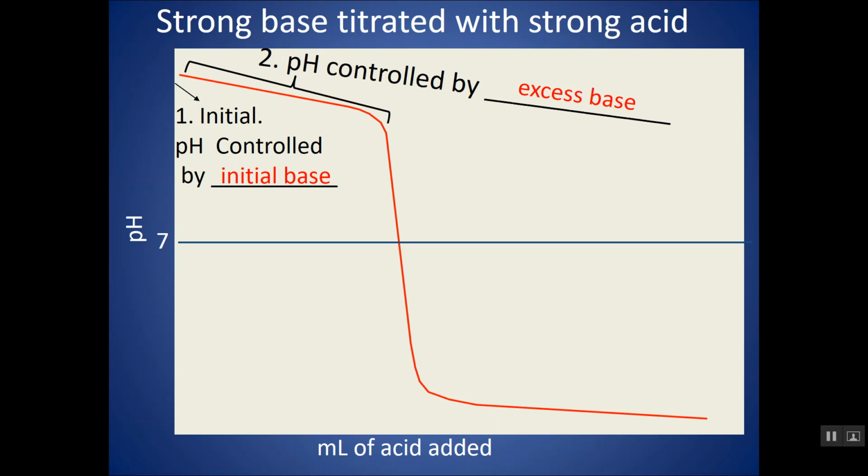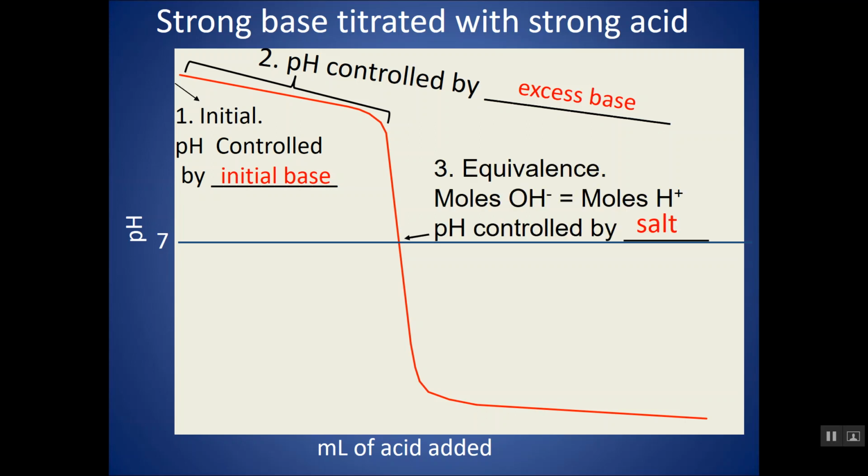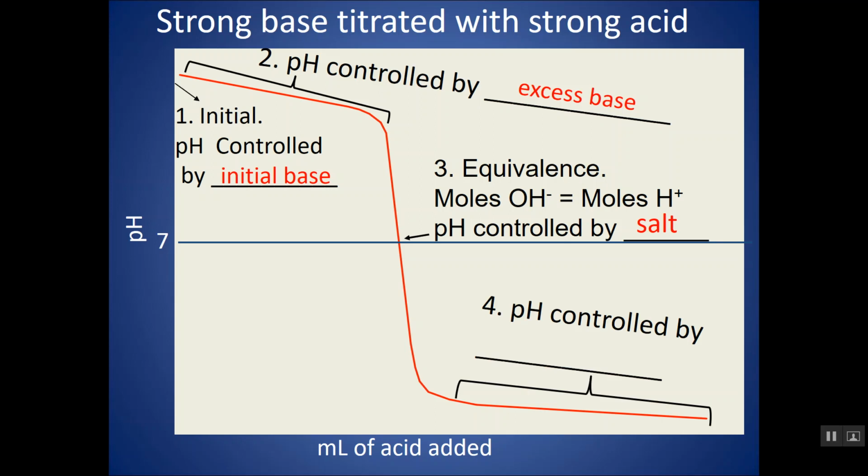Figure out how much base remains, and then use that to figure out the OH minus, and then the pOH, and then the pH. Your equivalence point would still be controlled by the salt, and in this case, for a strong acid, strong base, or strong base, strong acid, it would be a neutral salt, so your pH would be 7. And beyond the equivalence point, your pH would be controlled by the excess acid.